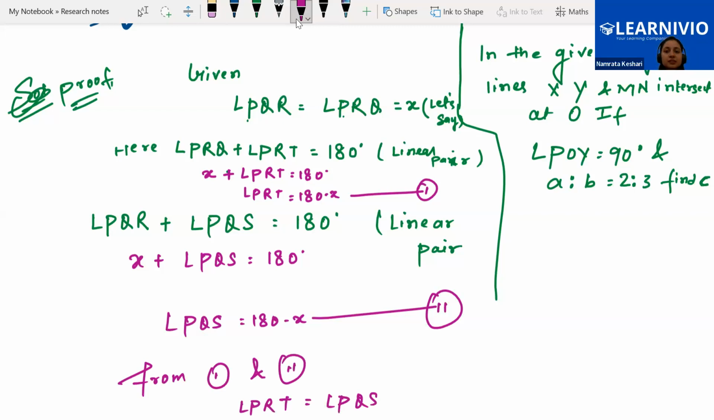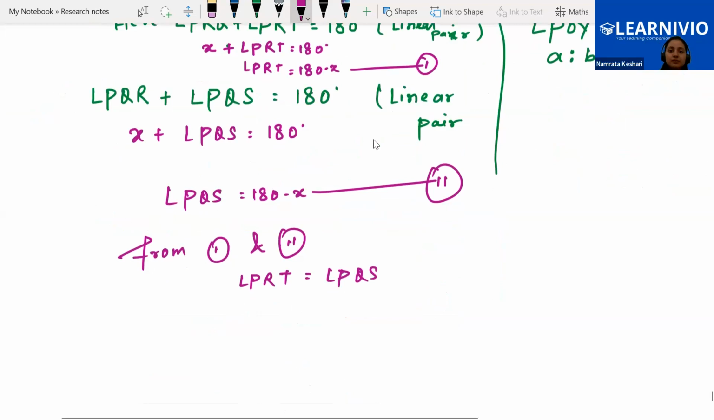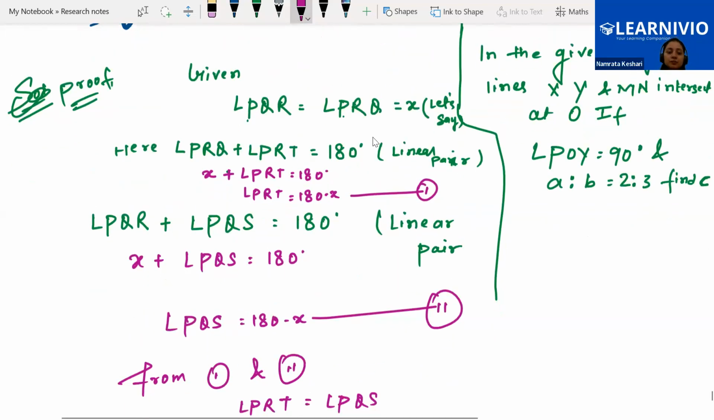No, ma'am. Okay. So this is how we prove it: if the inside angle is the same, we will be able to prove the outside angle is also the same, because both are making a linear pair and both are 180 minus x only. So both are equal to each other. Any confusion over here? No, ma'am. Okay. Let's do the next one.